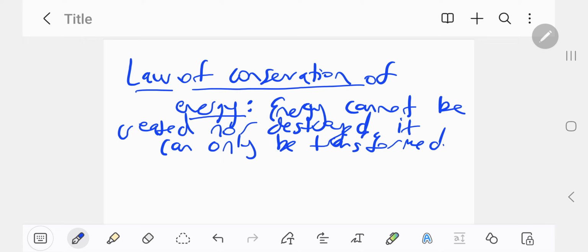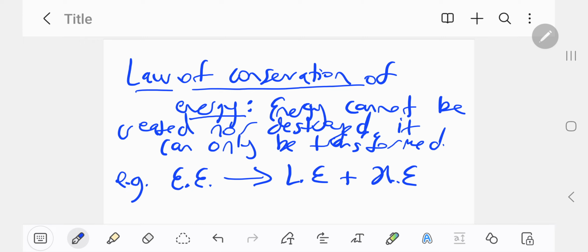This prevails across all of our daily lives. When you flick on the switch for a light bulb, you're effectively using the law of conservation of energy. You're transforming electrical energy from the wiring in your house to light energy in the light bulb and heat energy, sometimes sound energy as well. So for example, electrical energy gets transformed into light energy and heat energy.